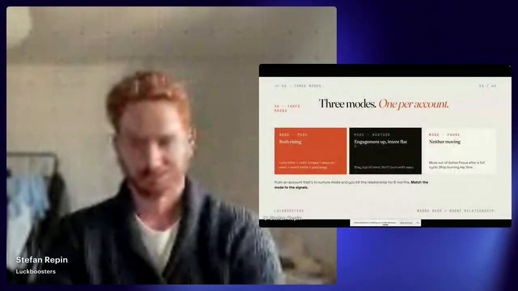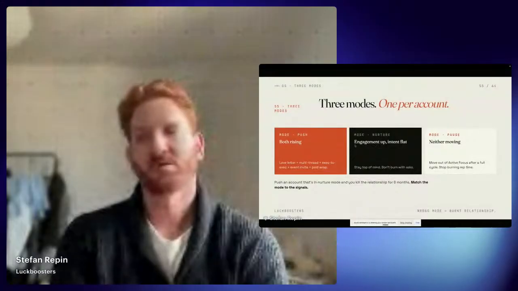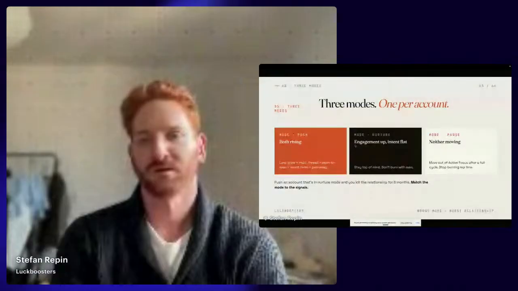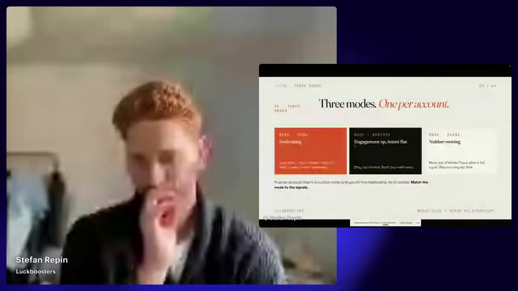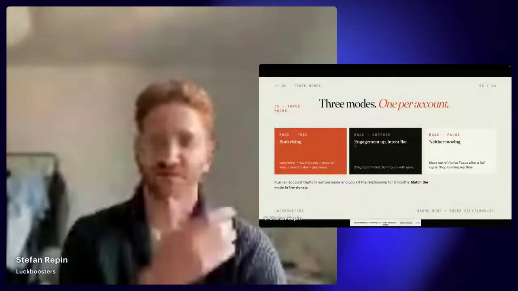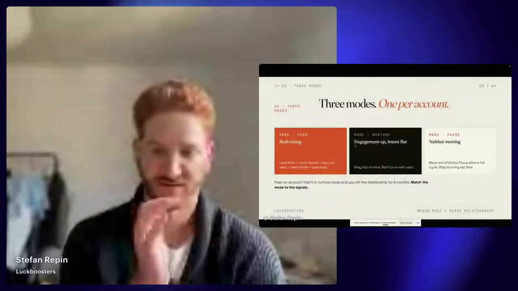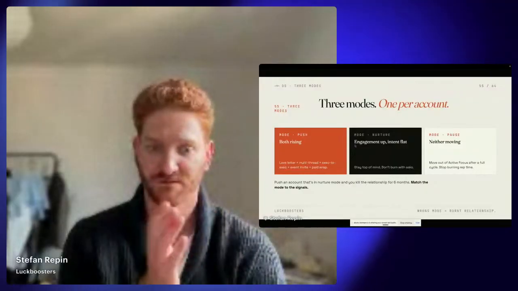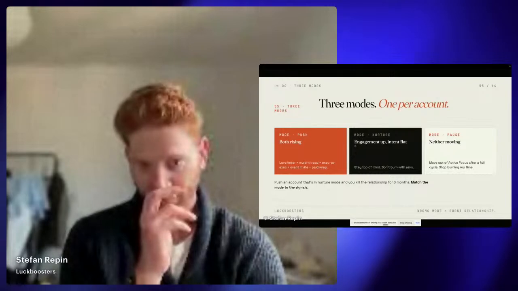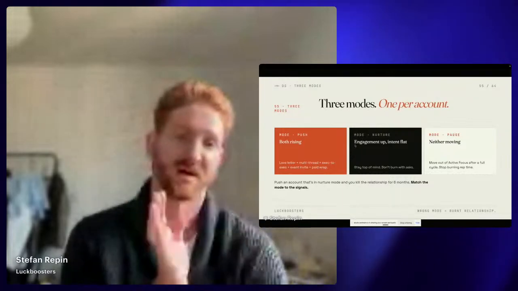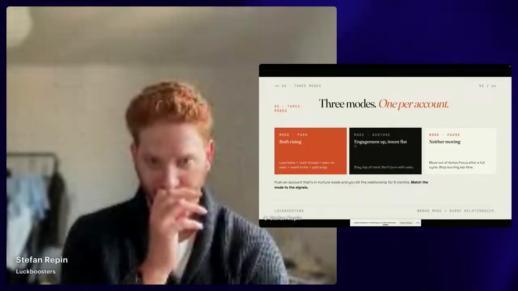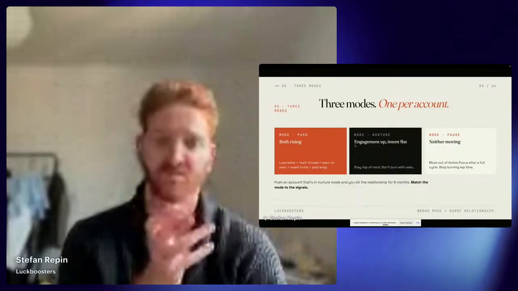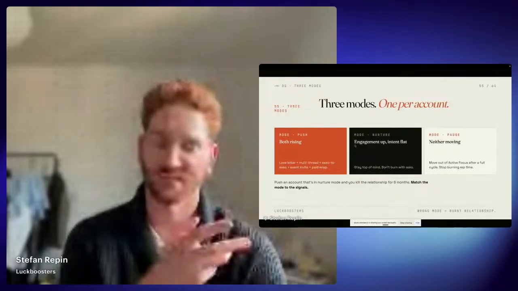Three modes, one per account. So you have push and nurture, right? If they're both rising, love letter, multi-thread, executive notes, podcast invites, event invites, paid wrappers, whatever you choose it to be. Nurture mode: engagement up, but intent is flat. Stay top of mind, build the awareness, but don't burn them with too many asks. They're not in buying mode yet.